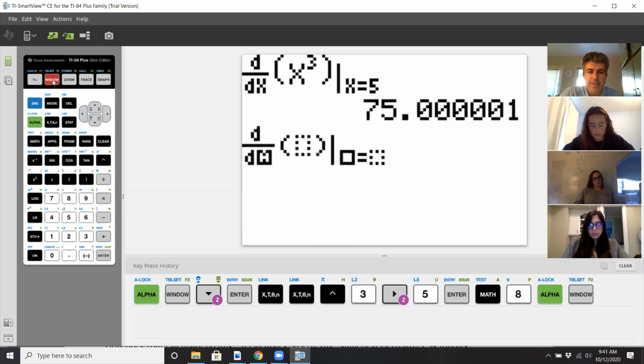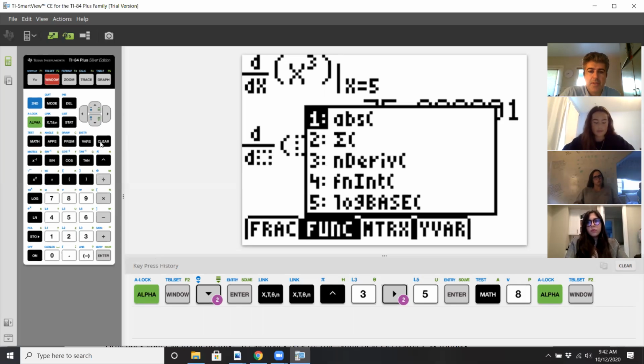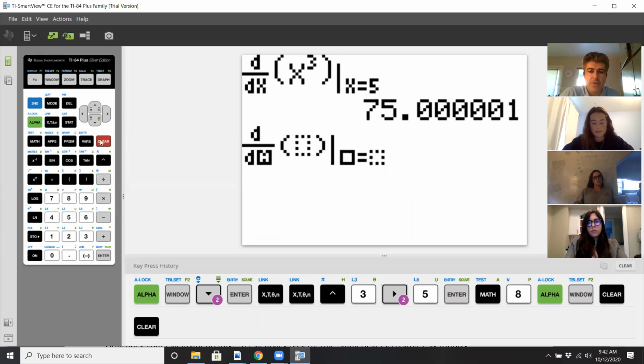Alpha window I like a lot because it has some other cool things like absolute value, sigma notation, you might remember that. There's something we're going to talk about called integration. We will not do that until the spring. We'll do integration in the spring, but that's going to be very helpful too. And then logs and change of base. So it's a very nice shortcut window. I think it's one of the best things that TI did with the updated operating system. So anyway, let me just clear that.